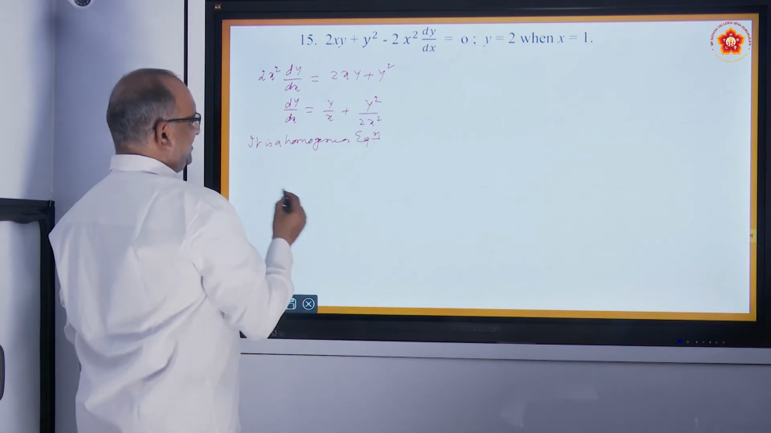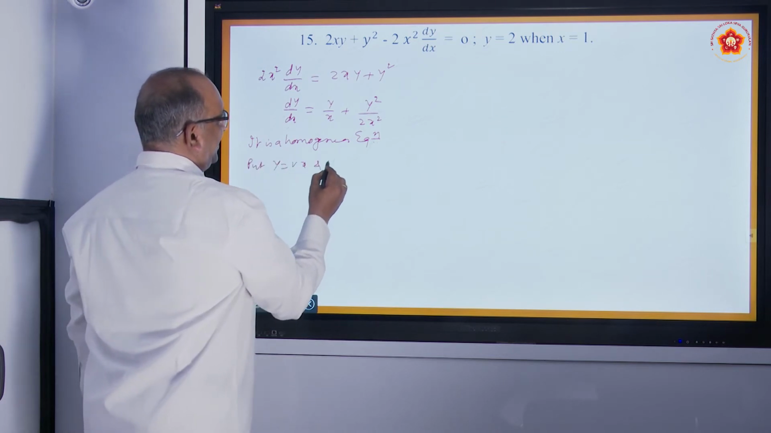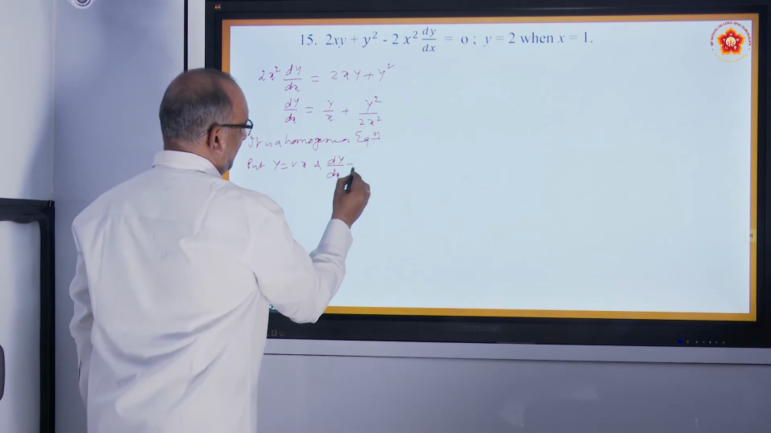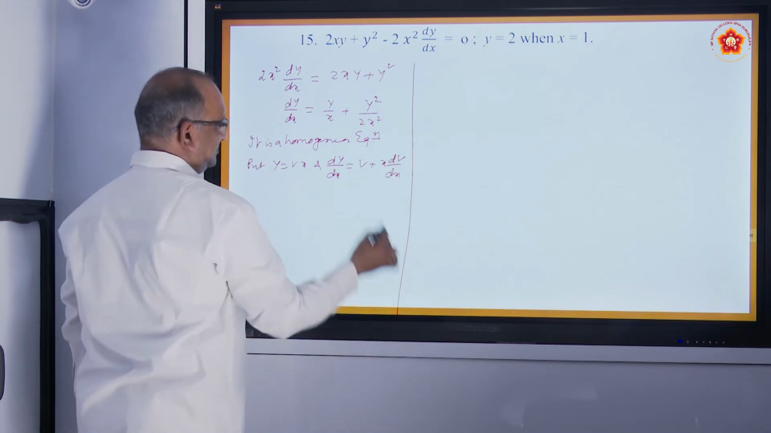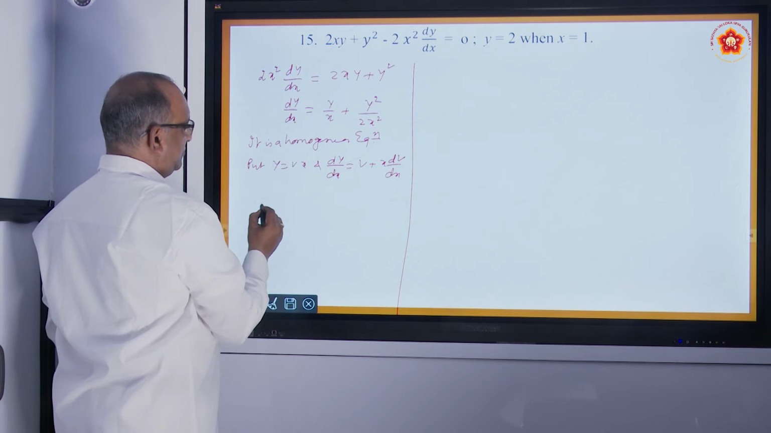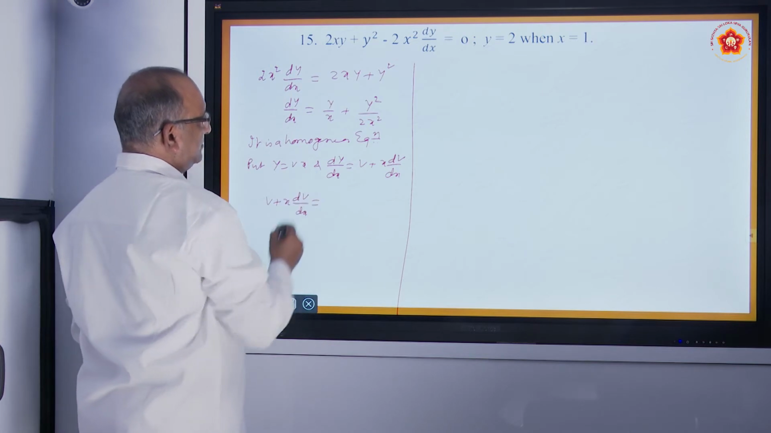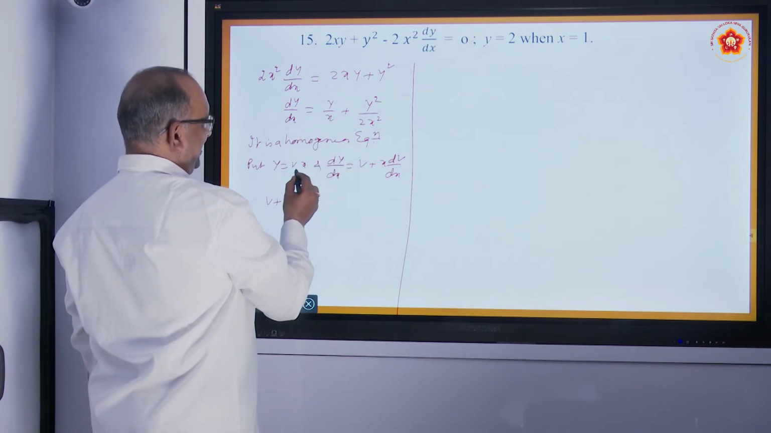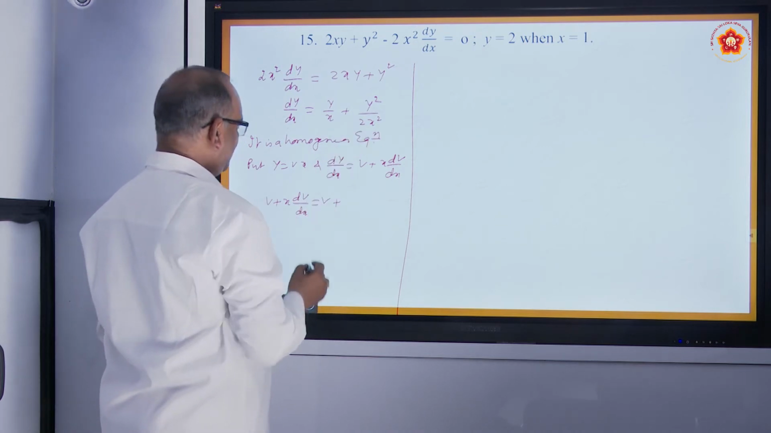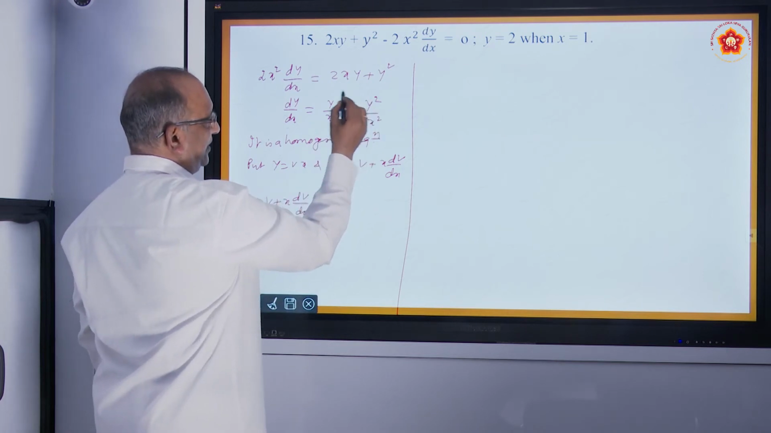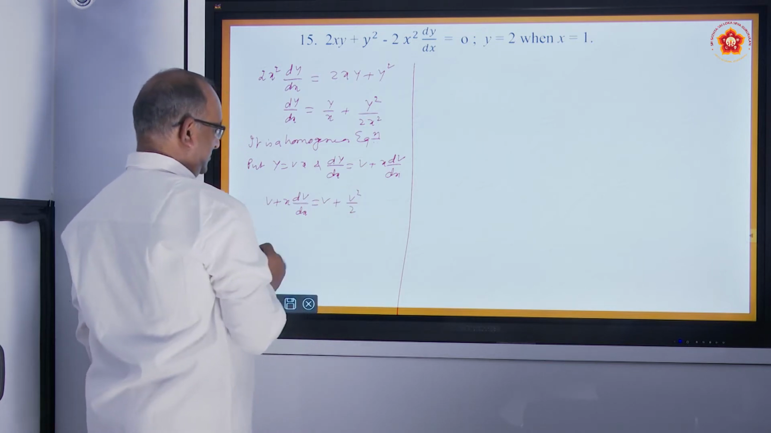So, follow the procedure. What is the procedure? Put y equal to vx and dy by dx equal to v plus x dv by dx. Make these substitutions. So, dy by dx will become v plus x dv by dx equal to y. y becomes vx, vx by x will become v plus, in place of y we are going to substitute v square x square. So, x square will get cancelled. You will have v square by 2. That is all.